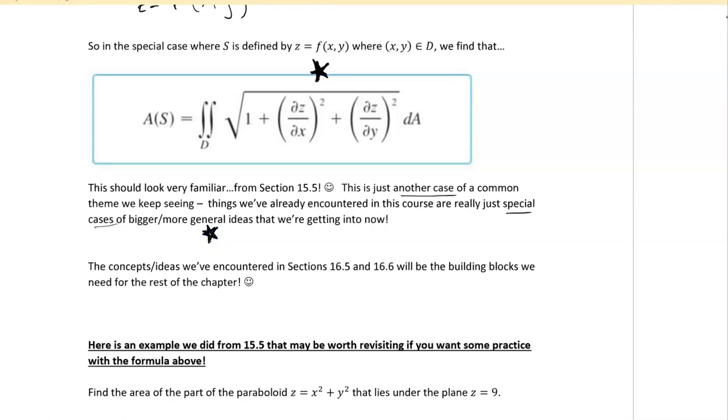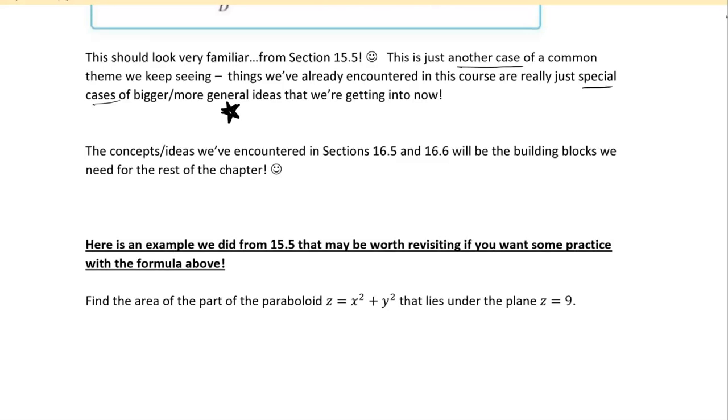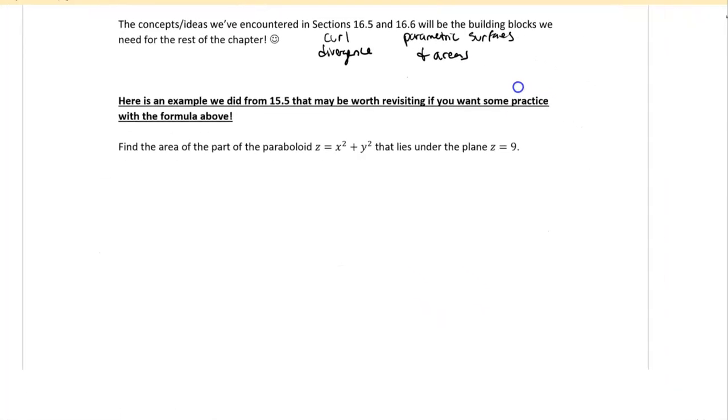And that's generally what you do in upper level mathematics: you start taking away our specific ideas of math that we've been working on for years and years and try to make them as general as possible. So the concepts and ideas we've encountered in these past two sections, which were curl and divergence, and then for 16.6, parametric surfaces and their areas, are going to be the building blocks for the rest of our chapter.